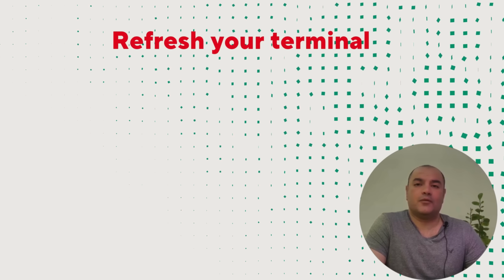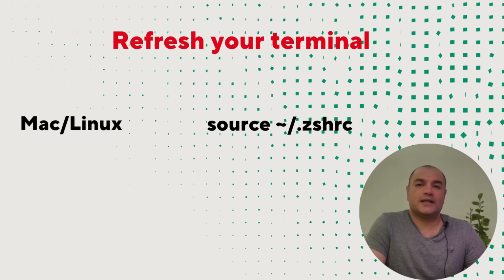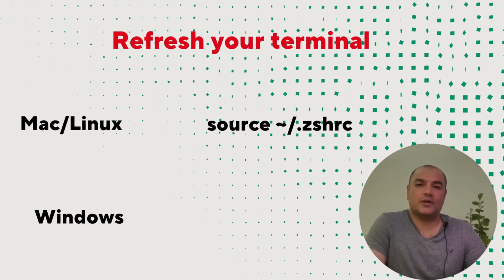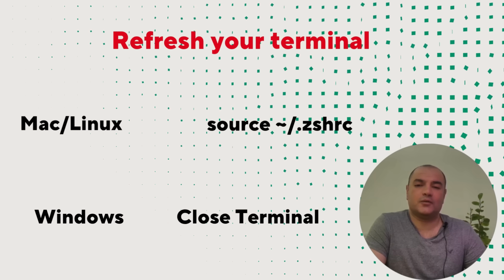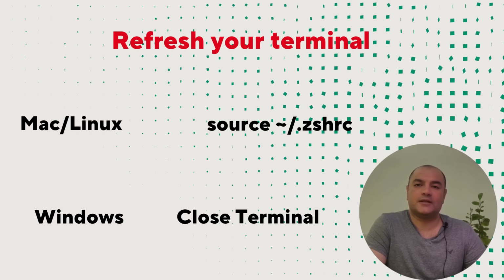Step 4. Refresh your terminal. If you are on Mac or Linux, type source ~/.zshrc to tell your computer to read the new settings. If you are on Windows, you must completely close out of your terminal and open a brand new window so the system loads the variables you just created. And that is it. The setup is permanently finished.